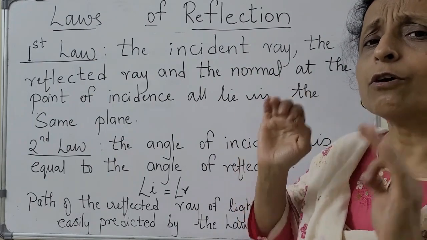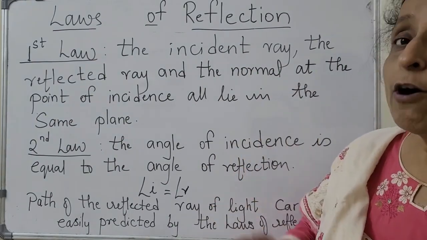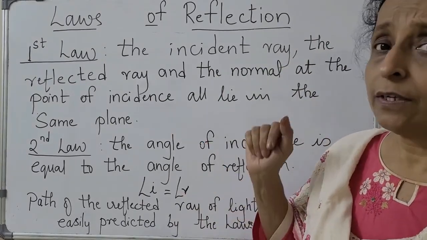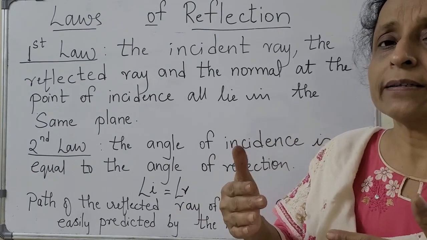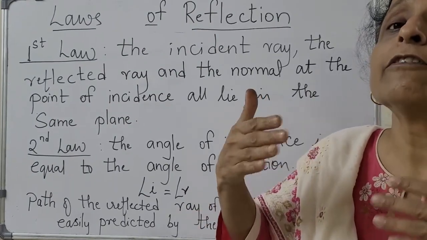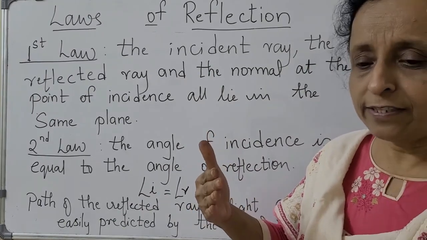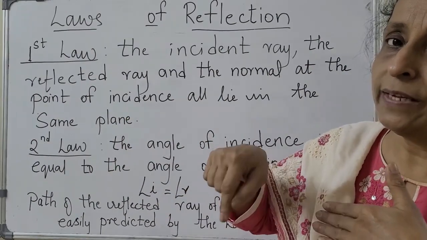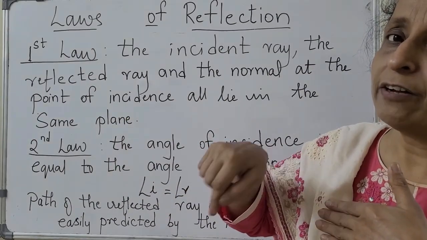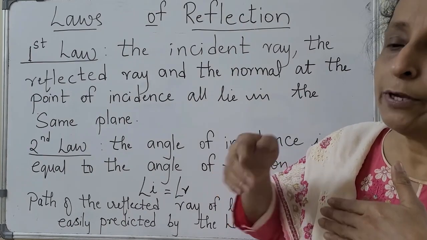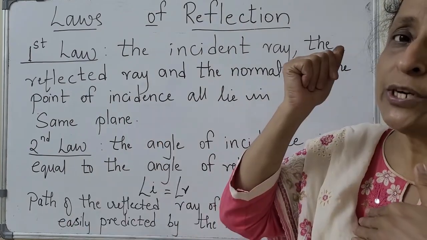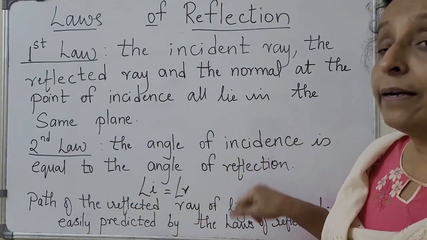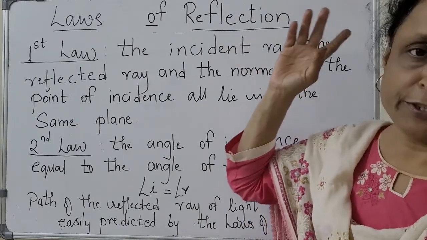Now the second law is also very simple. The angle of incidence and the angle of reflection are equal. Now by this law you can predict what will be the path of the reflected ray. If it is incident, the reflected ray will be in the same plane and the angle will be the same. Angle of incidence and angle of reflection will be the same. So you know which path it will follow. So the path of the reflected ray of light can be easily predicted by the laws of reflection.